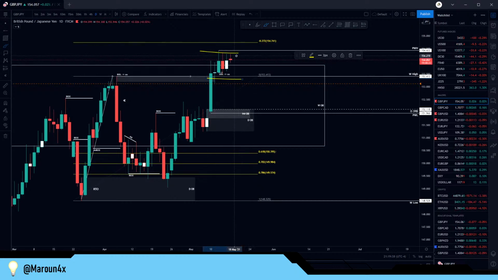That doesn't mean we're going to sell. If we can see some grab of liquidity and then momentum to the downside, yes, we're going to aim for this imbalance, tap into this 4-hour and daily order block, mitigate all of this stuff. Potentially or favorably, I would like to respect the previous weekly low.